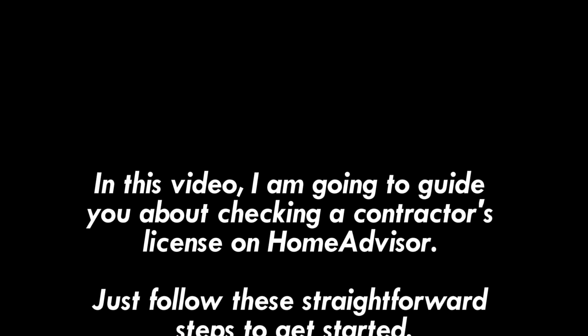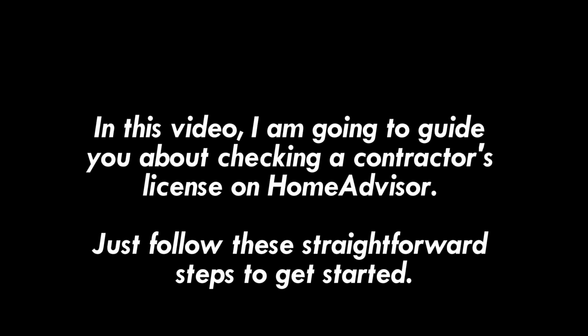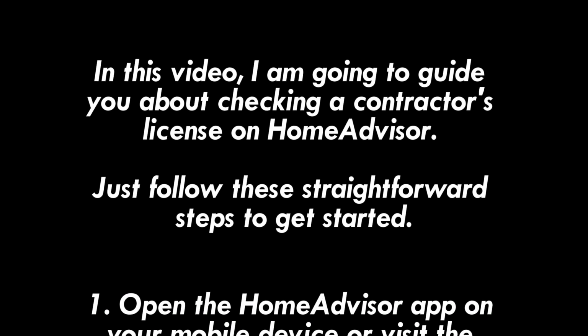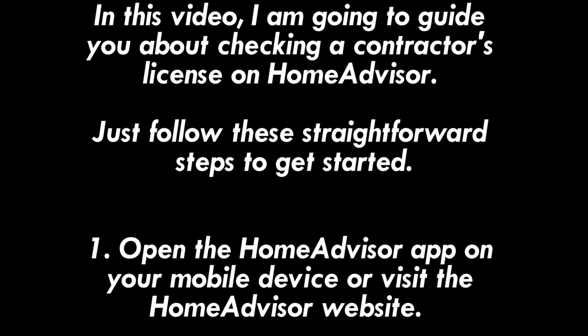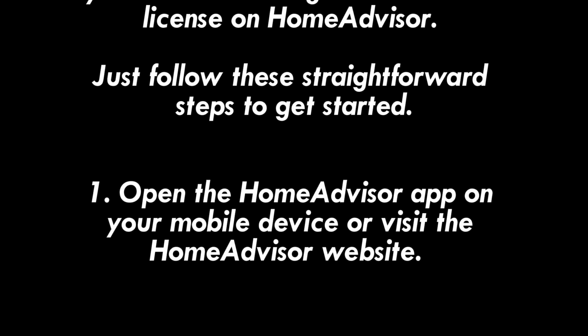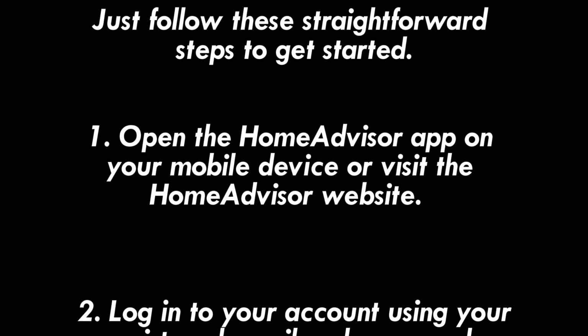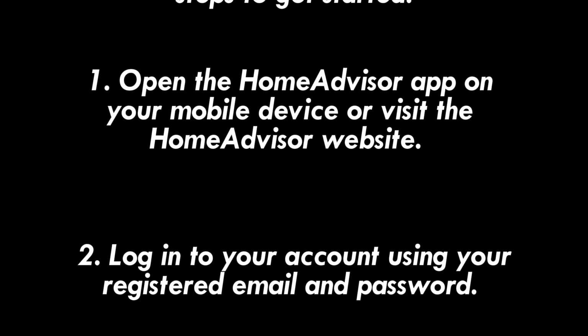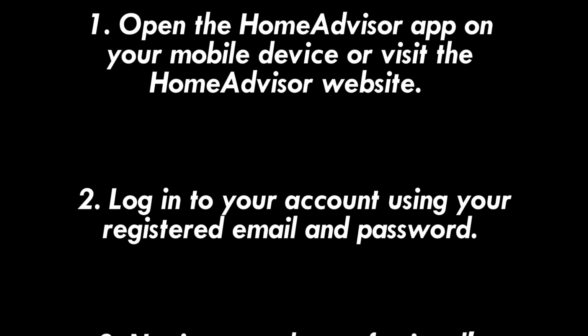In this video, I am going to guide you about checking a contractor's license on HomeAdvisor. Just follow these straightforward steps to get started. 1. Open the HomeAdvisor app on your mobile device or visit the HomeAdvisor website. 2. Log into your account using your registered email and password.